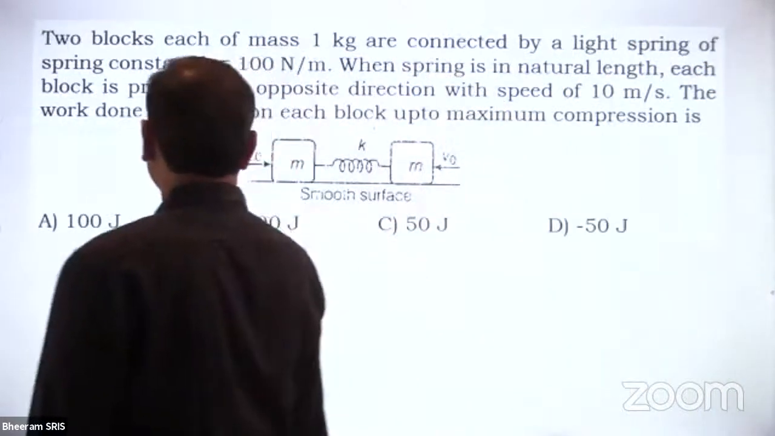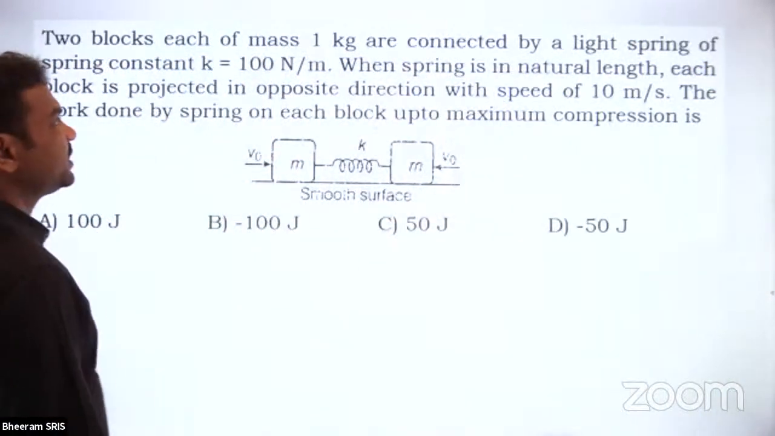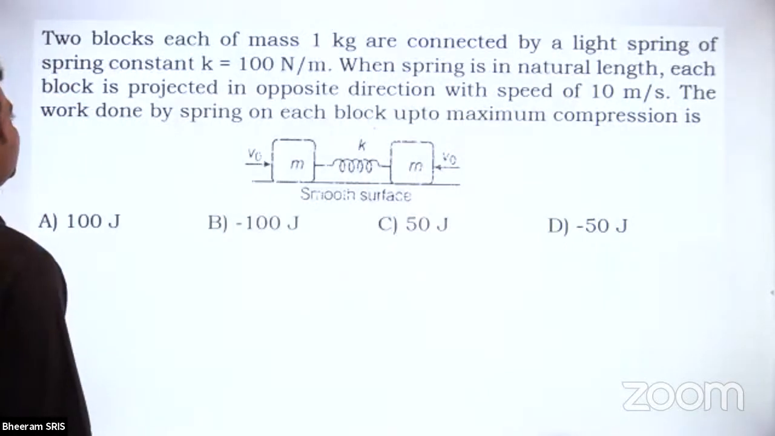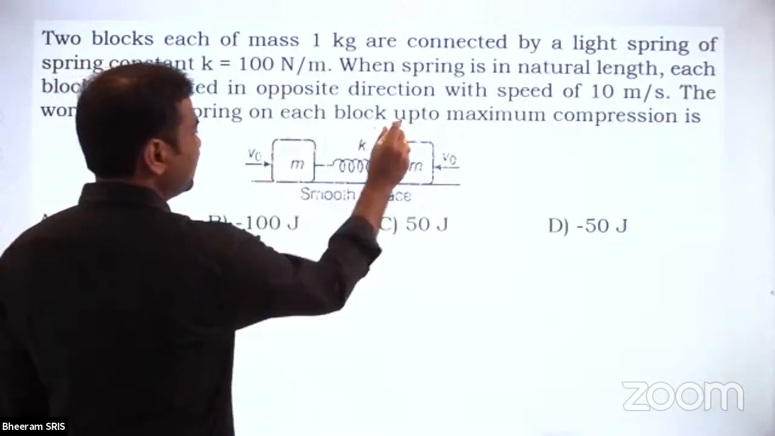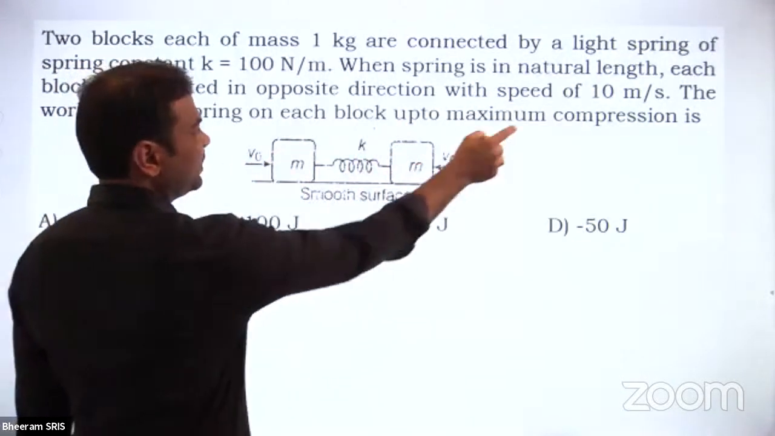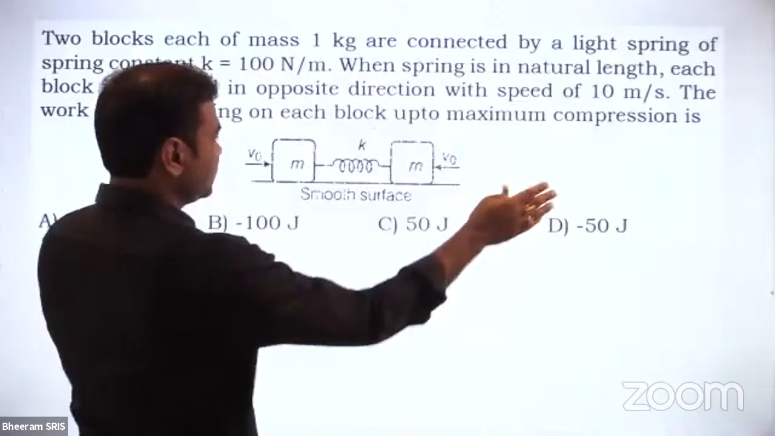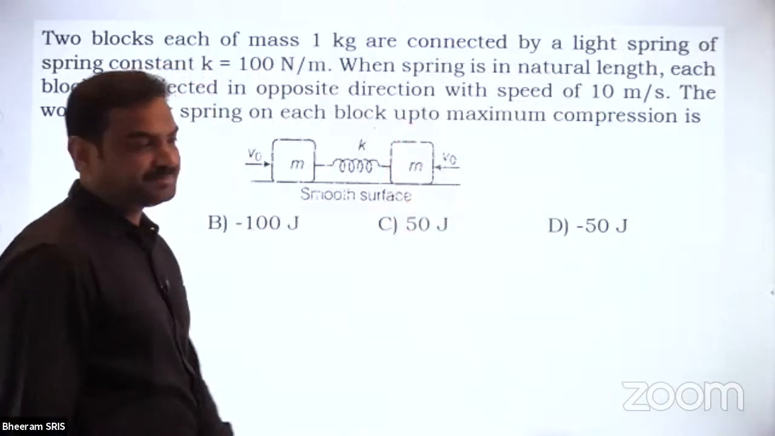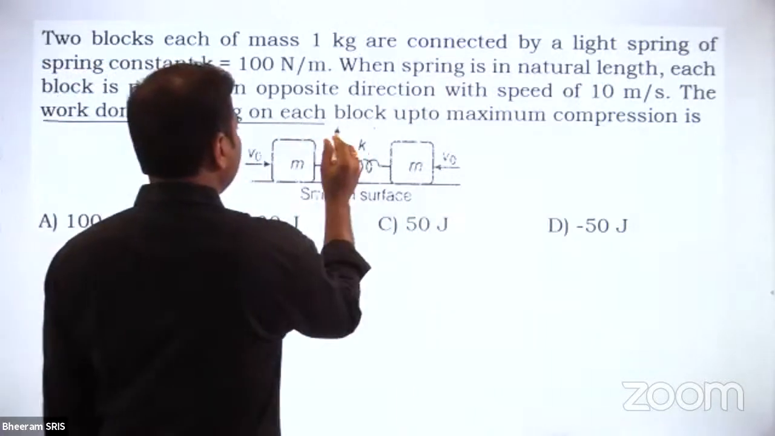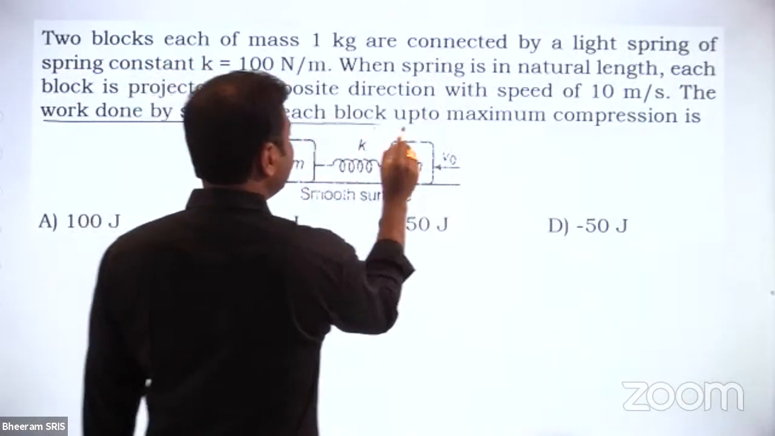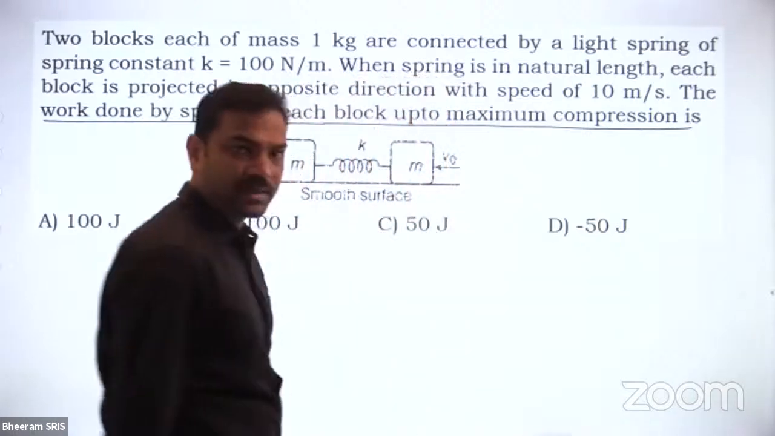Okay, next question is this. Two blocks each of mass 1 kg are connected by a light spring of spring constant K. Spring constant is given. Initially the velocities of each block are given as V0 and V0, which is equal to 10 meter per second. So initially the blocks are projected and left. Then the work done by the spring on each block up to maximum compression is?